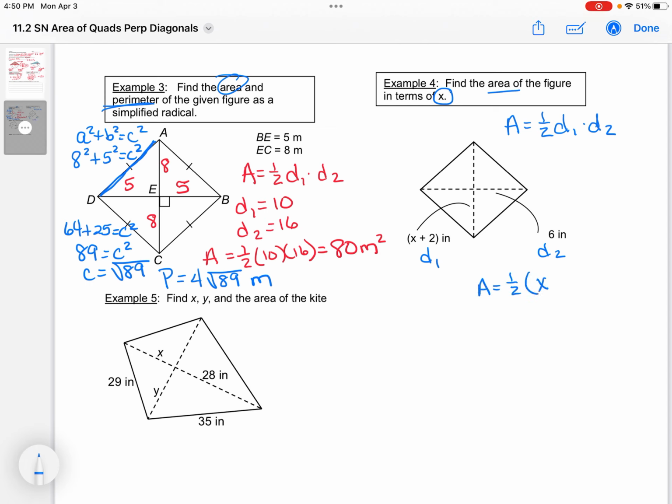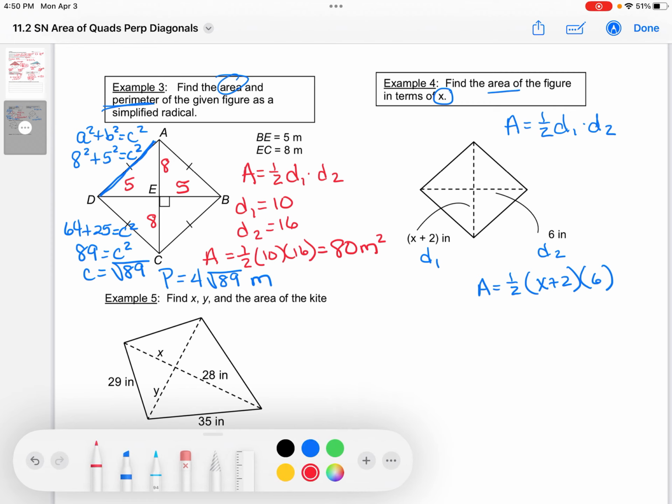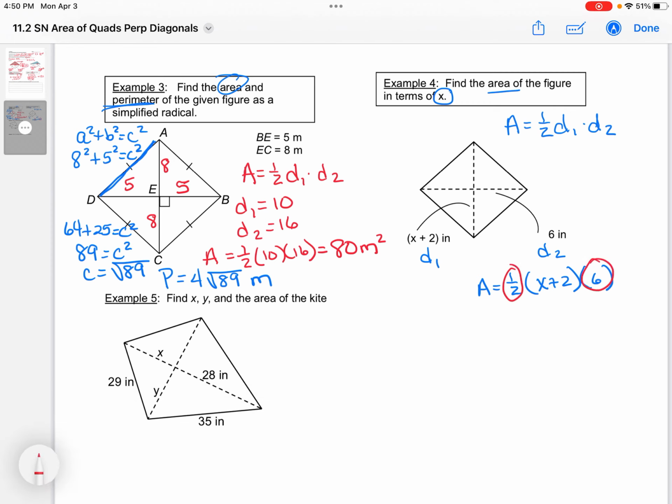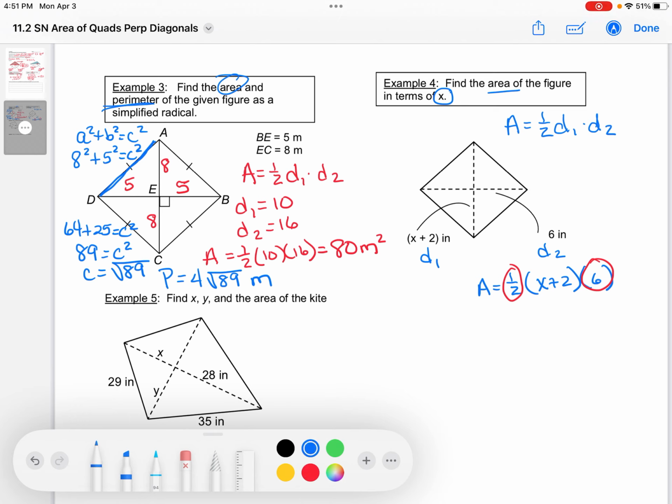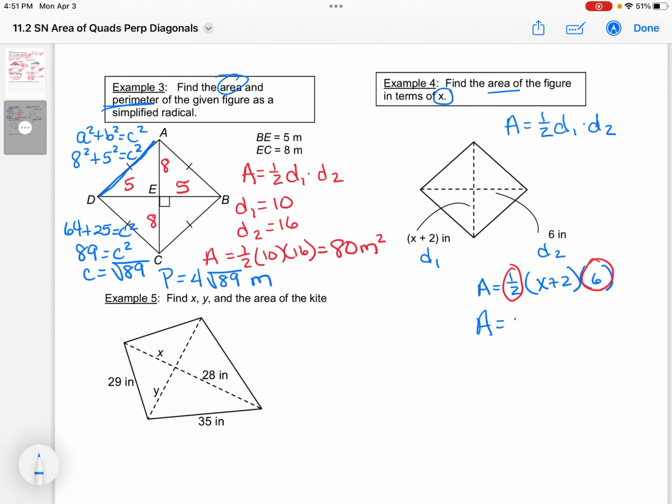So my area is going to be 1/2 times x plus 2 times 6. So remember, when you're doing multiplication, you can do whichever ones you want to in any order. So I'm going to multiply my 1/2 times my 6. And I'm going to end up with A equals 3 times x plus 2, or A equals 3x plus 6. Either one of those would be a correct answer.